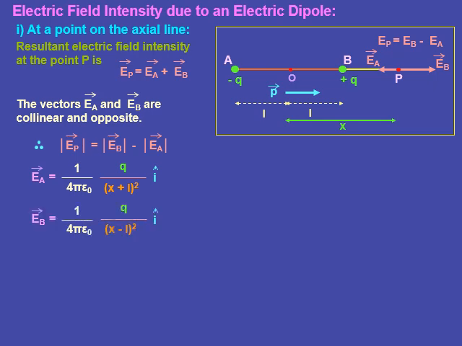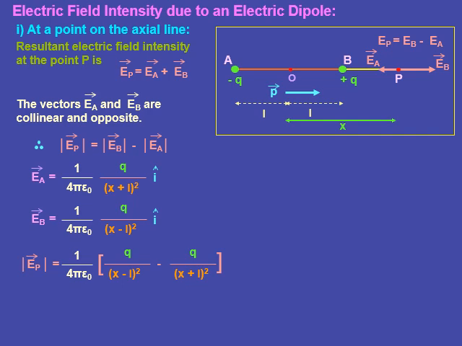And EB will be 1 upon 4 pi epsilon naught, Q upon (x minus L) whole square, in the direction of i cap. So EA will be along the minus x-axis and EB will be along the plus x-axis. So the net E will be the difference of these two. Because the denominator has x minus L, EB will be more, since you are dividing by a smaller quantity. So EP will be equal to EB minus EA.